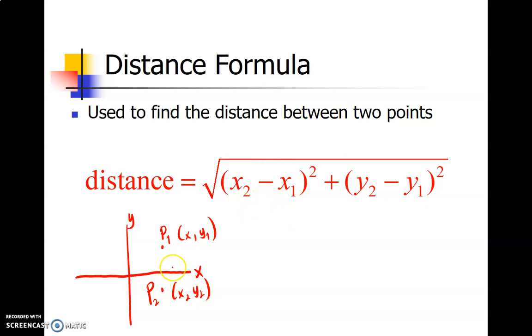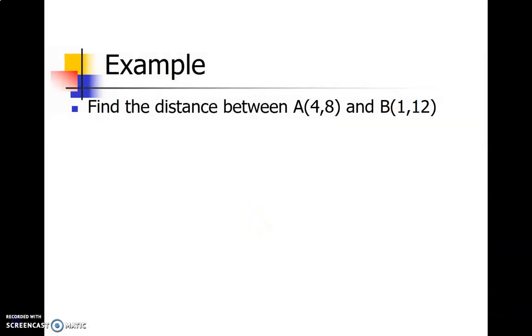To solve the distance between these two points, we have x sub 2 minus x sub 1 squared plus y sub 2 minus y sub 1 squared, all under the square root, to solve for the distance of point 1 and point 2. Okay, let's try some examples.